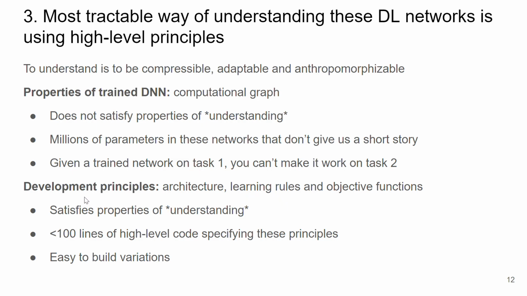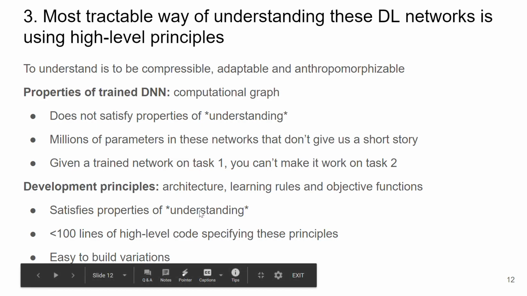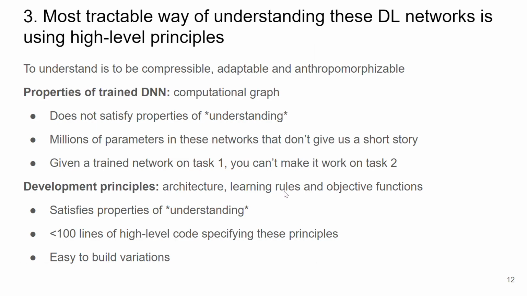And the development principles satisfy the properties of understanding because architecture, learning rules, and objective functions are compact representations of what we understand about these networks. And once you have this, it is easy to build variations of them, variations of a neural network. And you can train it on whichever task you want when you're analyzing them from these principles.